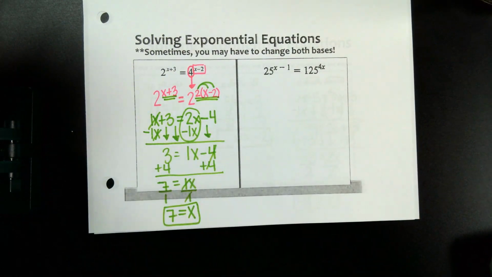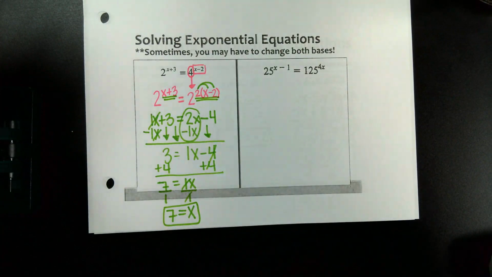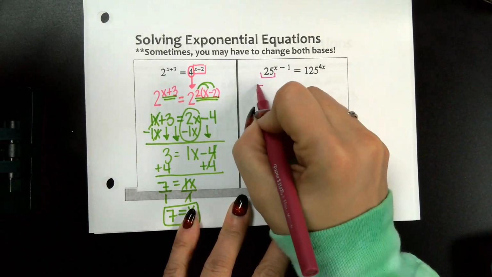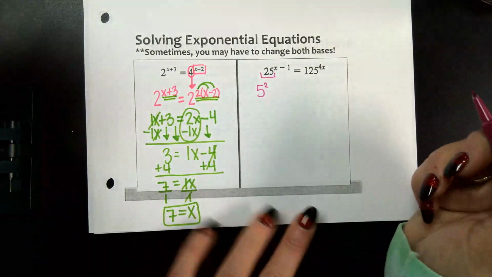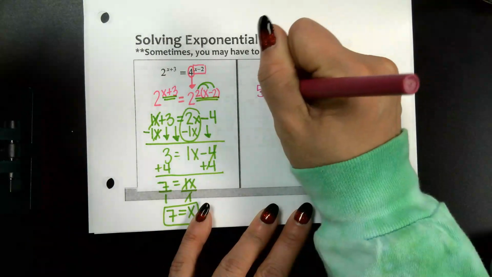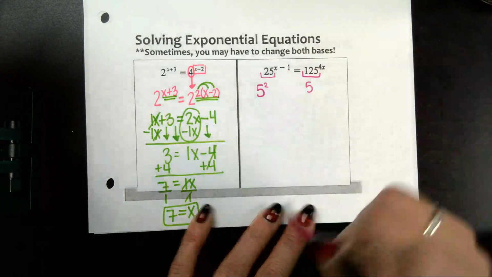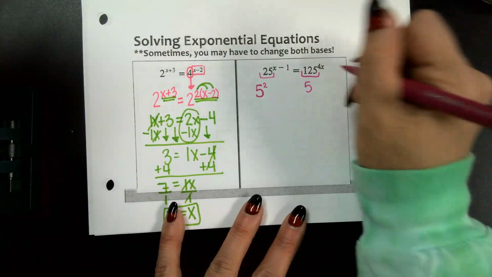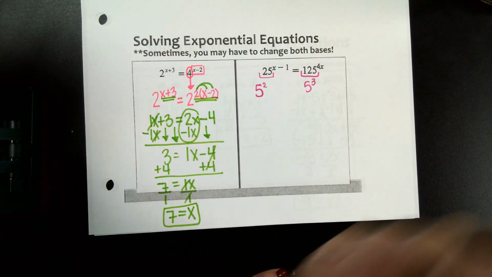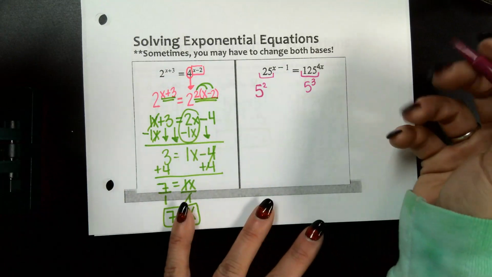But you guys, when you see the number 25, what number comes to mind? Don't you immediately think of 5? Because I think, okay, well, 25 is 5 squared. What about 125? It's 5 to what power? You guys already typed it in earlier. It was 5 to the third, wasn't it? So we can rewrite both sides with a base of 5.